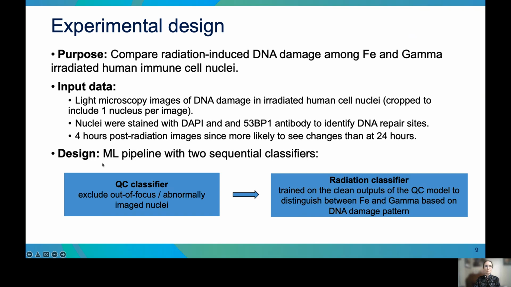We designed a machine learning pipeline with 2 sequential classifiers. One was a QC classifier, so that we could exclude any out of focus or abnormally imaged nuclei. So we labeled the QC pass and QC fail, and then trained the classifier on those. Then the clean outputs of the QC model were fed into a radiation classifier to distinguish between iron and gamma based on the DNA damage pattern.